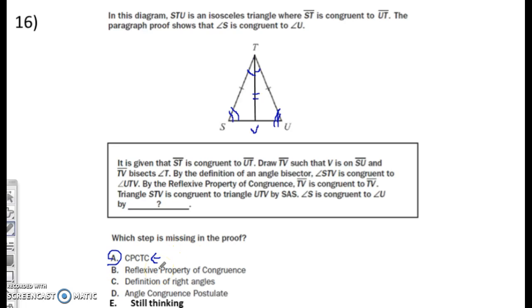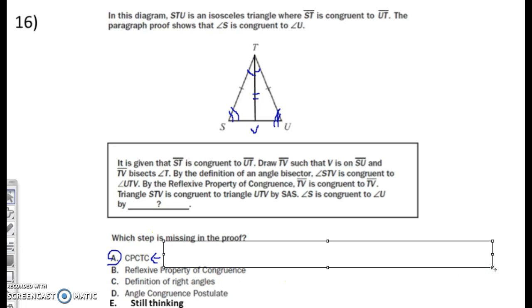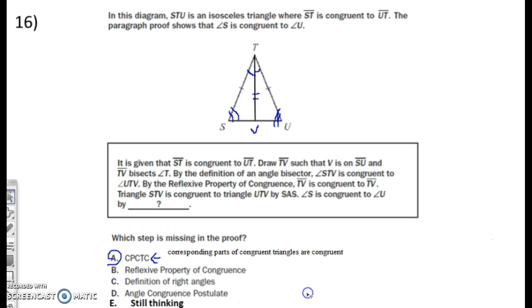So let me type that out so that you know what it means. That usually gets abbreviated, so you do need to know what it stands for. Corresponding parts of congruent triangles are congruent. And that's it.